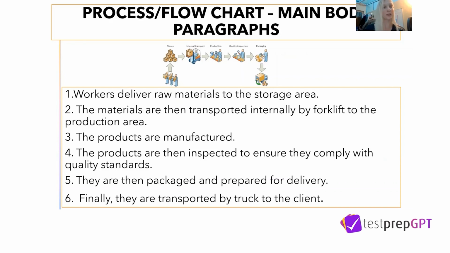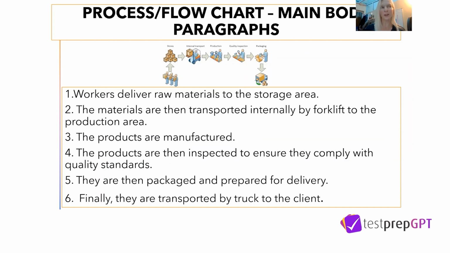1, workers deliver raw materials to the storage area. 2, the materials are then transported internally by forklift to the production area. 3, the products are manufactured. 4, the products are then inspected to ensure they comply with quality standards. 5, they are then packaged and prepared for delivery. 6, finally, they are transported by truck to the client. So those are my 6 stages.